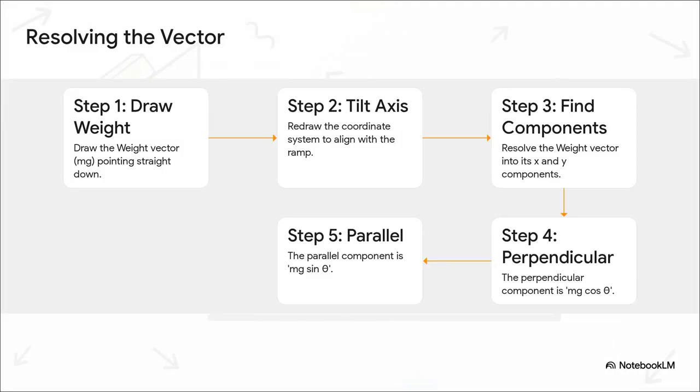Okay, let's walk through this together because this is the most important skill you're going to learn for this topic. First, you draw your weight, mg, pointing straight down as always. Then, here's the magic trick. You tilt your whole perspective. You literally tilt your x and y axes. The x-axis now runs down the ramp, and the y-axis points straight out of it at a 90-degree angle. Now that we see it this way, we can split that original gravity force into two new parts. One part that's trying to slide the box down the ramp, which is mg sine theta, and another part that's trying to push the box into the ramp, and that one is mg cosine theta.